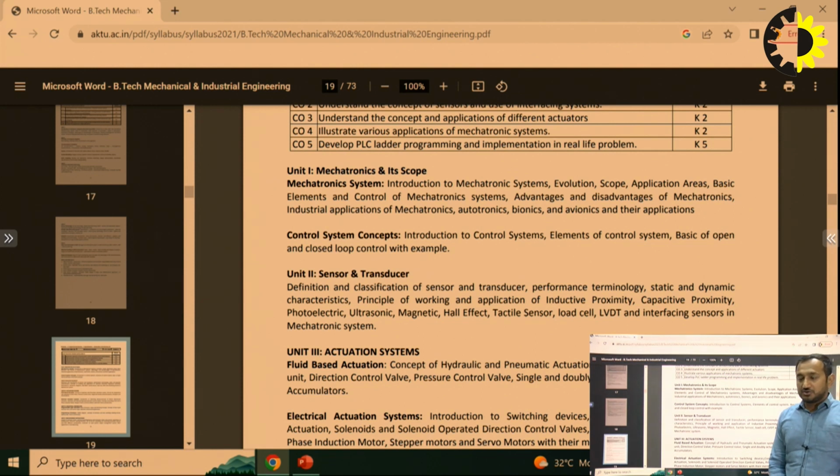Control system is eventually a big subject which is taught to electronics and electrical students, but here, as we know, mechatronics is an amalgam of mechanical engineering, electrical engineering and electronics engineering. So to understand the basic grasp of control, how do we control a machine, here it is introduced as a very small topic. In unit 2 we discussed sensors and transducers.